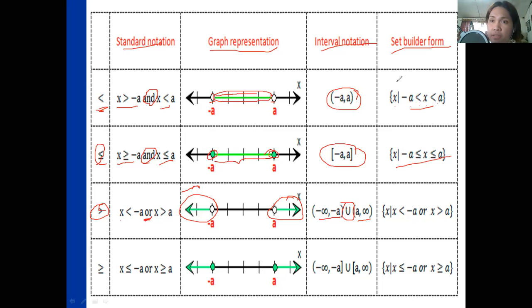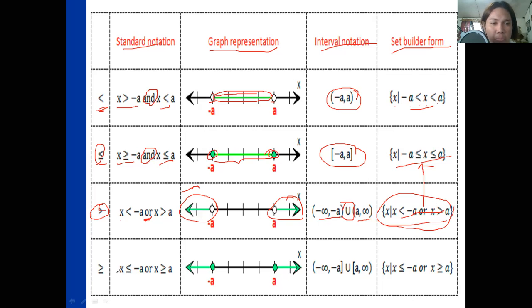So we can have it in set builder notation form as this: x such that x is less than negative a or x is greater than a. So you can rewrite it in this way. We cannot have it in a compound inequality because there is no intersection. Again, you cannot rewrite it like this, because there is no intersection between their solution sets. So please take note of that. I have to emphasize this one.